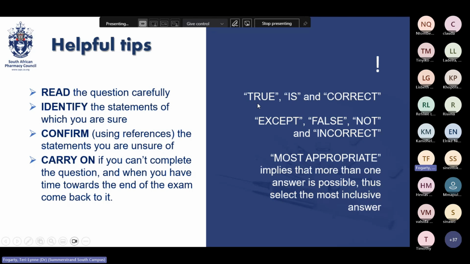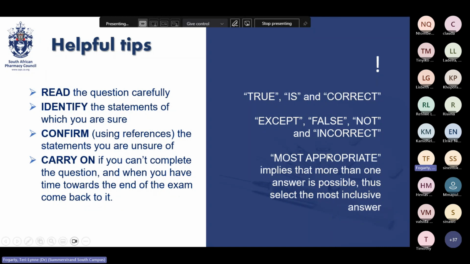So we try as far as possible to only ask correct or true statements, but every now and again there is an incorrect or a false statement that gets asked. And so you are looking for the statement then that is incorrect. Out of the list of 4, which one is false or which one is incorrect.